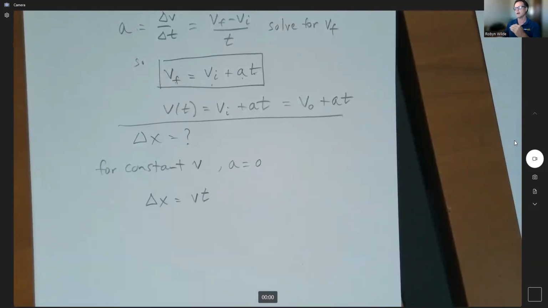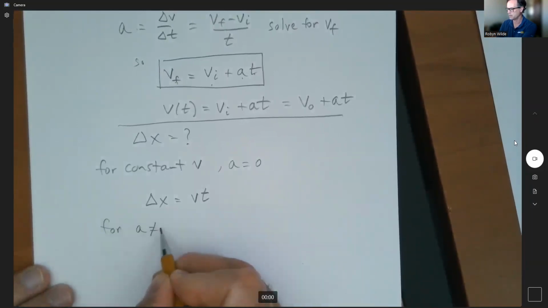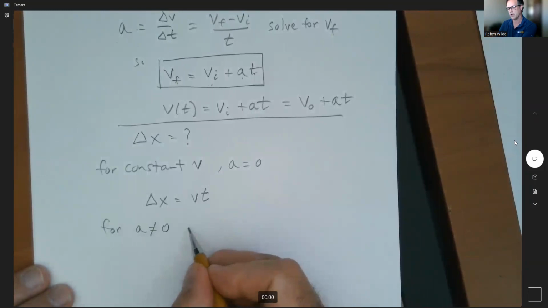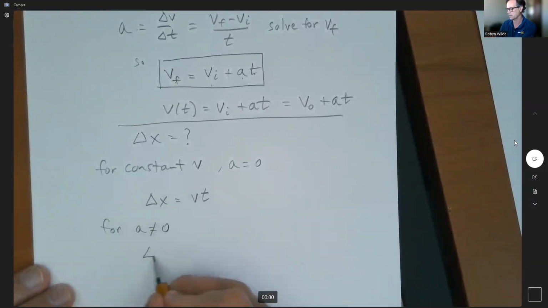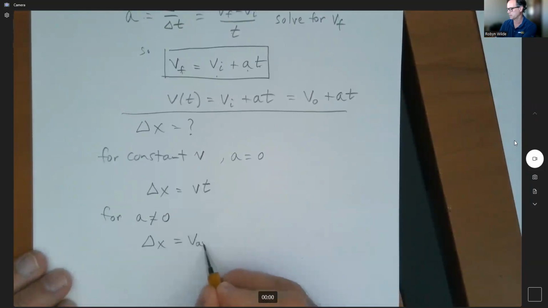When I'm accelerating, my velocity is not constant anymore, right? It's going up. I'm going to cover more distance, more displacement at later times as my velocity gets faster and faster. I'm going to argue that for the case when acceleration is not 0, when I don't have a constant velocity, I can use an average velocity.